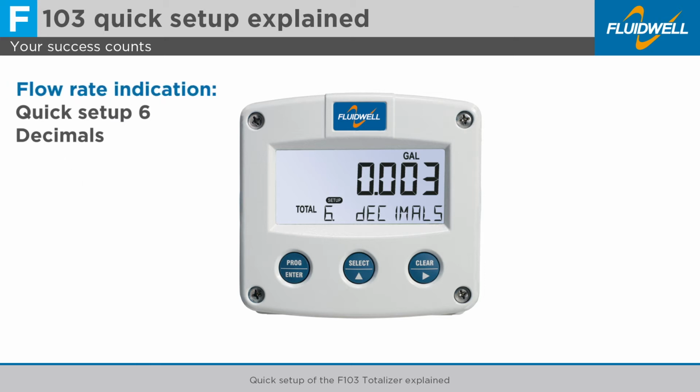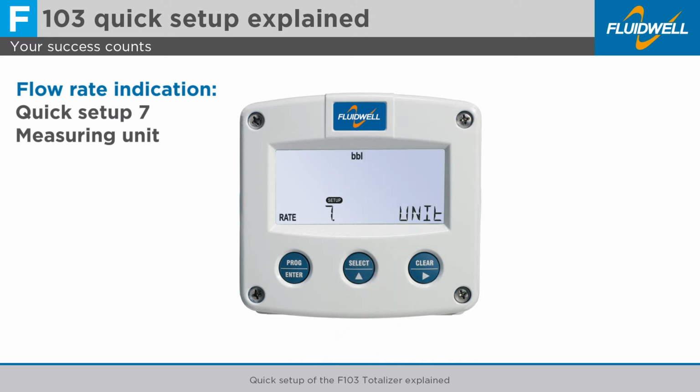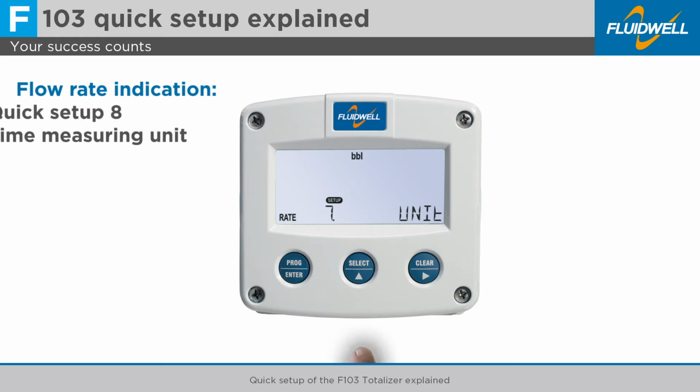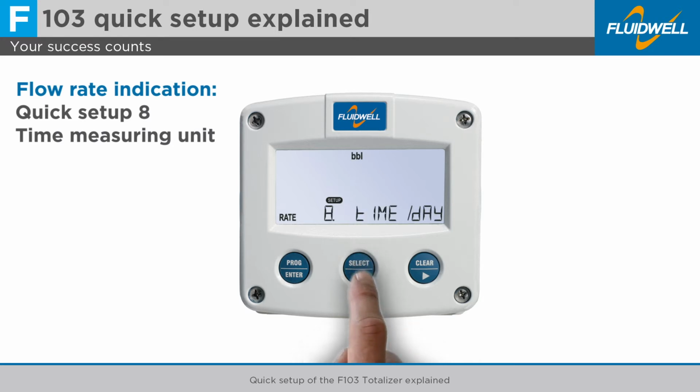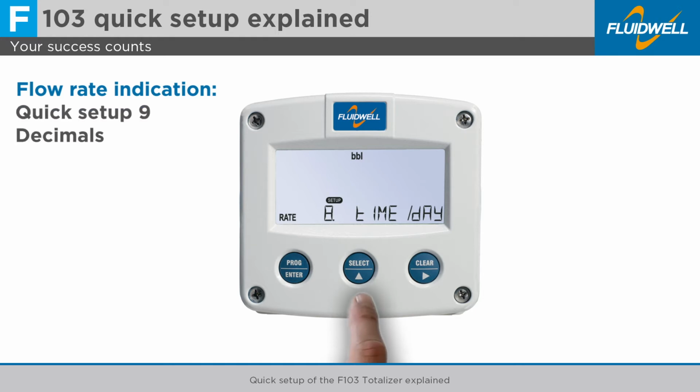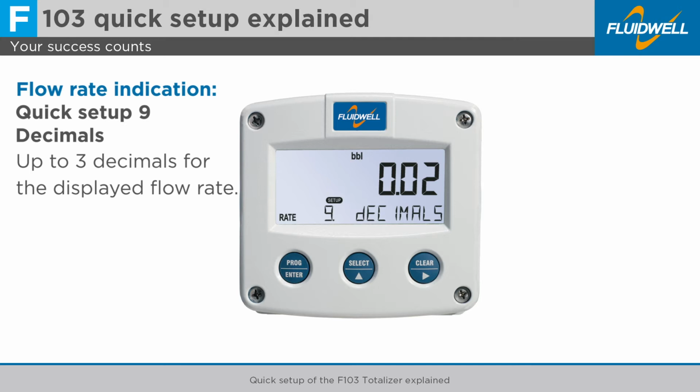Flow rate indication. Quick Setup 7. Here you can set the measuring unit for the displayed flow rate, cubic foot, liter, gallon, barrel, or cubic meter. Quick Setup 8. Here you can set the time measuring unit for the displayed flow rate, per second, per minute, per hour, or per day. Quick Setup 9. Here you can set up to 3 decimals for the displayed flow rate.